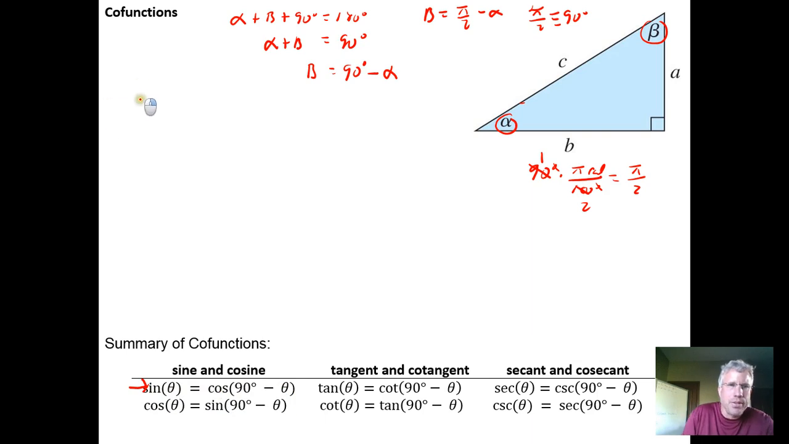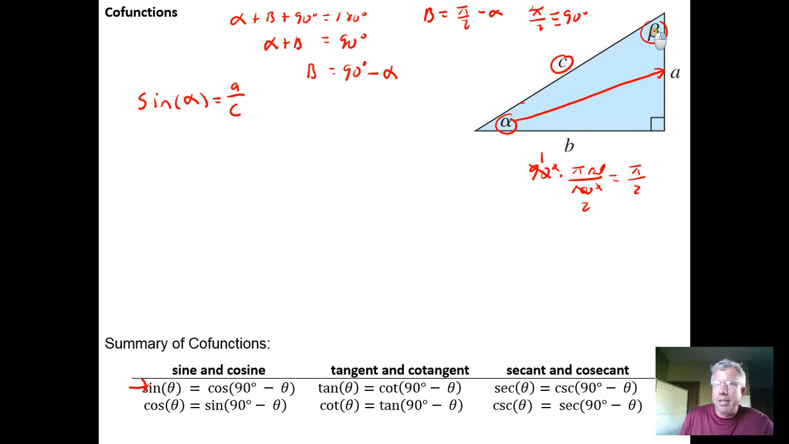So let's think about this. So let's say our angle theta is this angle alpha right here. So what's the sine of alpha? Well, the sine of alpha by definition has to be the side opposite alpha, which is A, divided by the hypotenuse, which has length C.